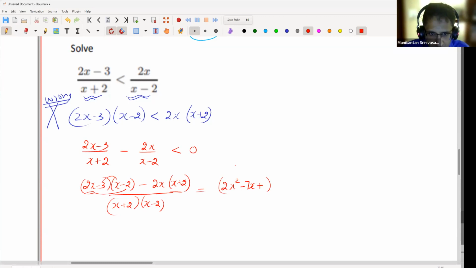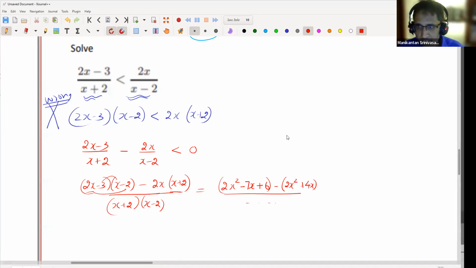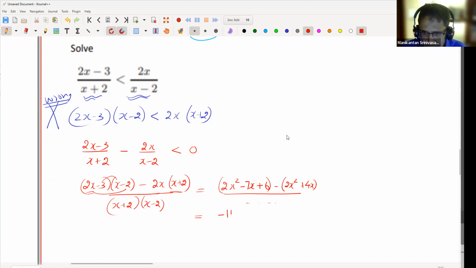Okay, I'm just doing it now with you guys. So plus 6, right? Minus 4x. Am I right? Minus 4x. Okay, all right. And then minus, what do I have here? 2x square plus 4x upon blah, blah, blah. Same thing. I'm not writing the denominator. So what does this simplify to? 2x square gets cancelled. Minus 7x minus 4x is minus 11x.